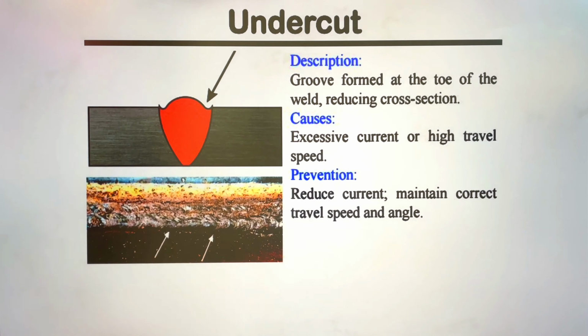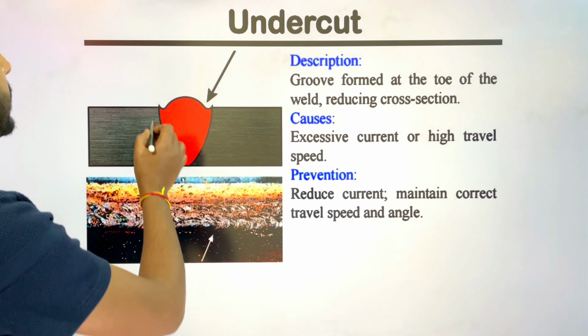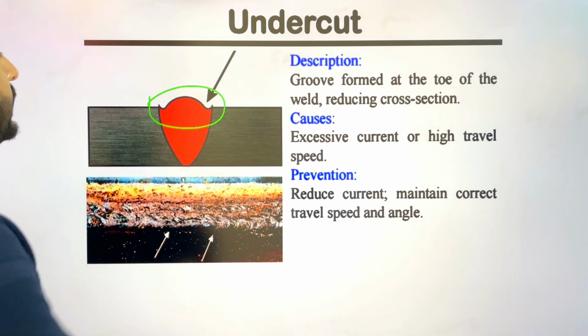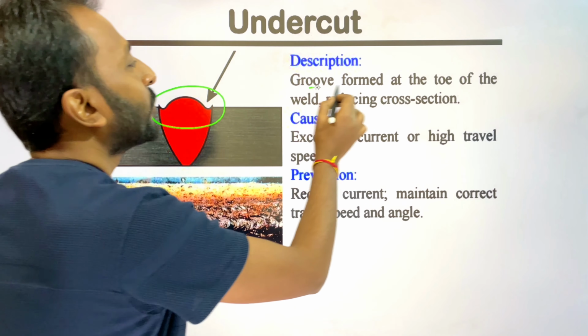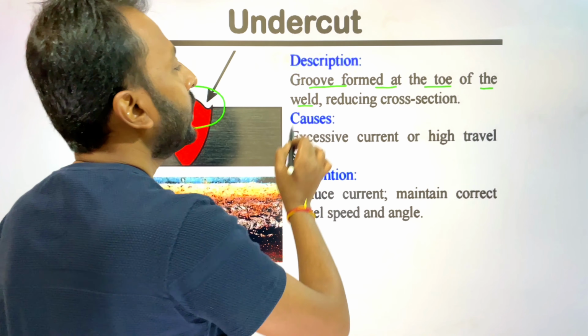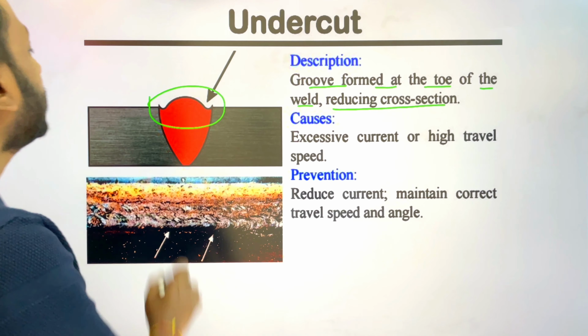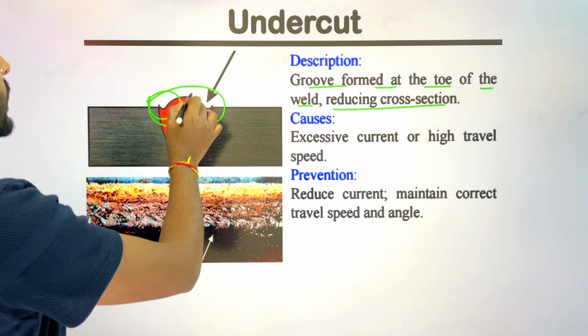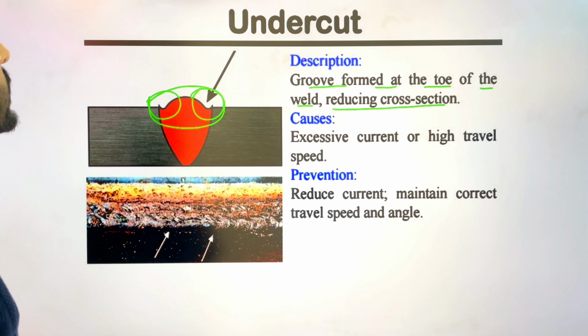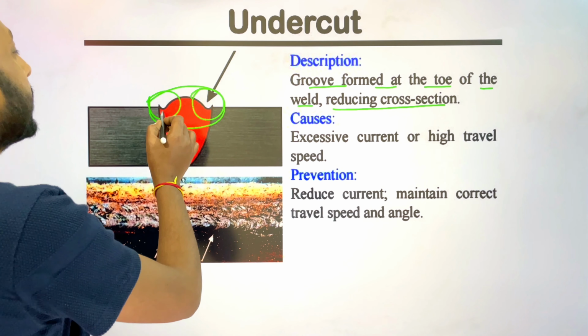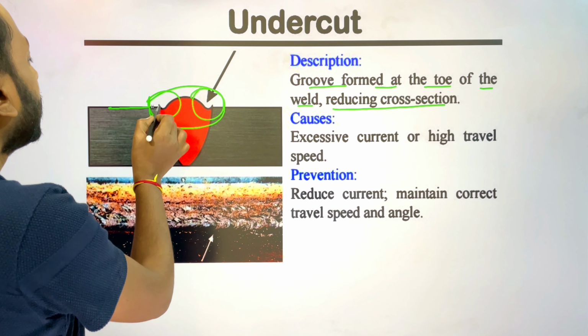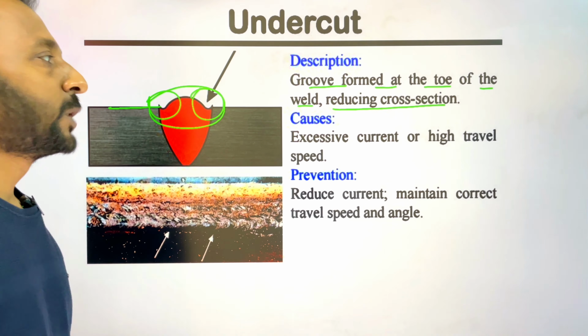The next is undercut. So what is undercut? We can see the undercut in this figure. A groove is formed at the toe of the weld and it reduces the cross section. This kind of defect occurs during welding. This is the undercut. It is the cutting beneath the surface of the base metal.